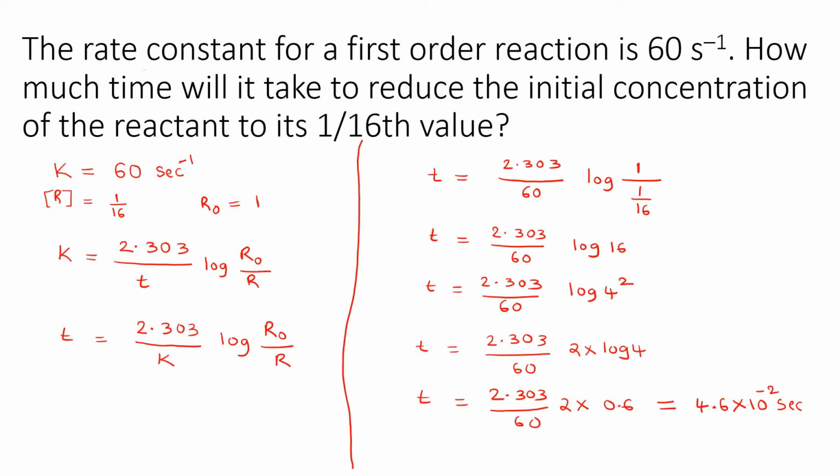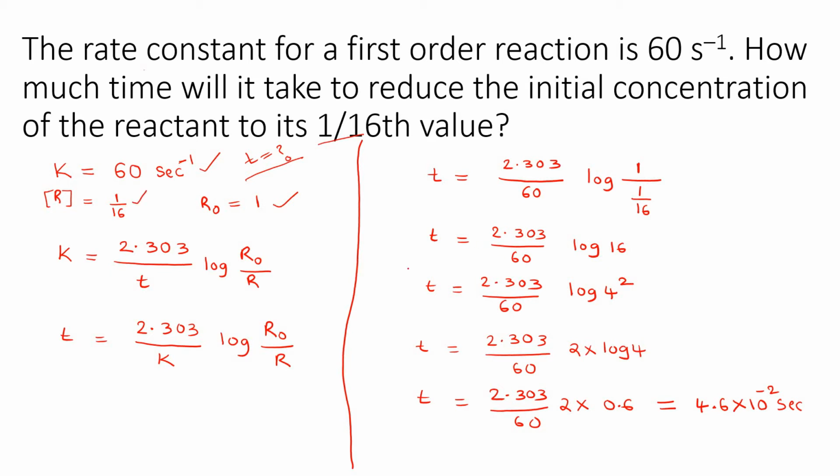The rate constant for a first order reaction is 60 seconds. So I have taken here the rate constant for first order as 60 seconds. How much time will it take to reduce the initial concentration of the reactant to 1/16th? They are asking for time here. Now take the initial concentration as 1, and the reactant concentration is reducing to 1/16. So the reactant concentration will be 1/16.